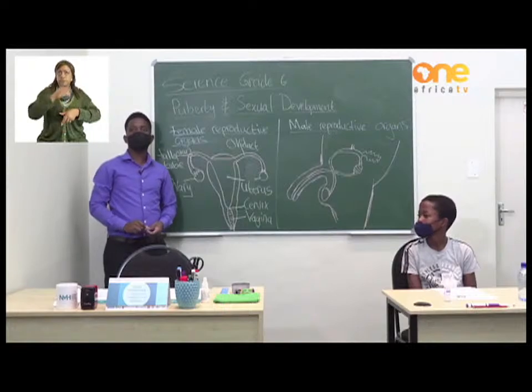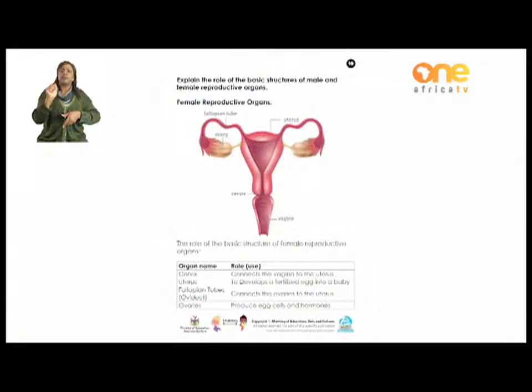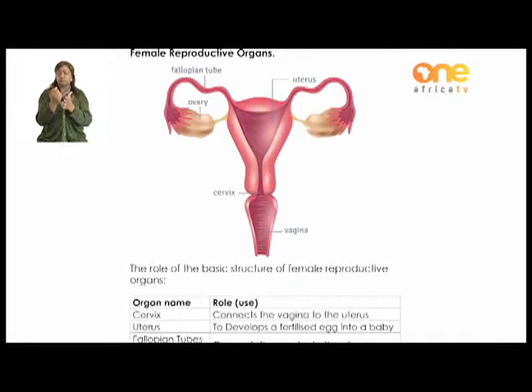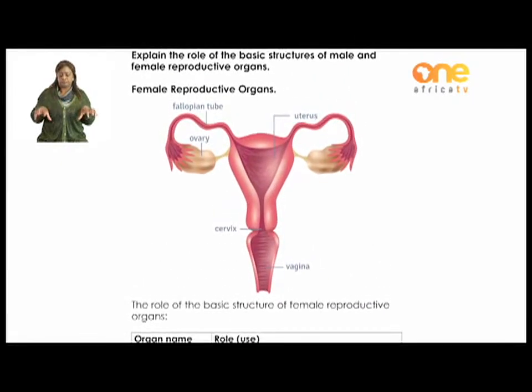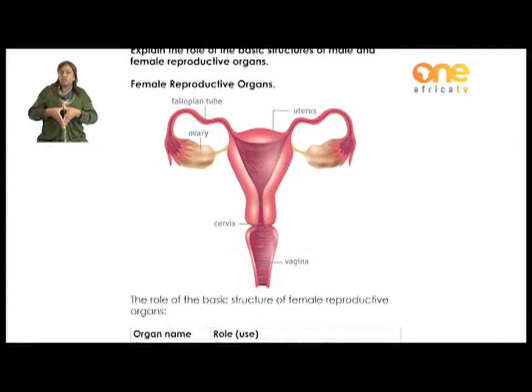Let us turn back to page 19 and look at our clear diagram. Now, on the diagram, you can see the labeled structures of the female reproductive organs. You are expected to be able to identify and label these structures. Next, the role of the basic structures of female reproductive organs. Let us discuss what it is that they do.